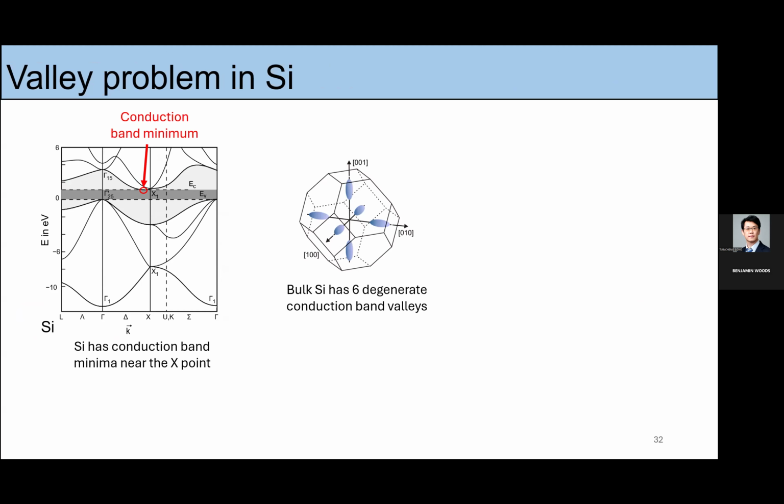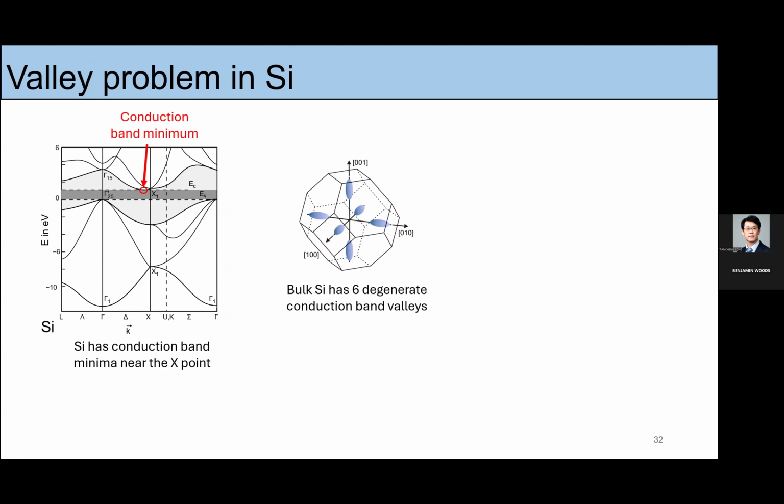And it turns out in silicon, the minimum doesn't occur at the zone center, as you might naively expect, but rather occurs at the edge, near the X point of the band structure. And if you then look at this in the full Brillouin zone, it turns out that there are actually 6 of these degenerate conduction band valleys sitting around. So there's 2 near the X point, 2 near the Y point, and 2 near the Z point that are all degenerate with one another.